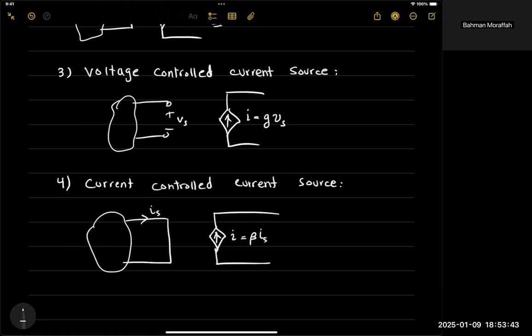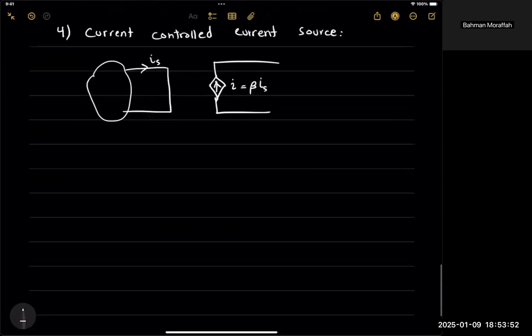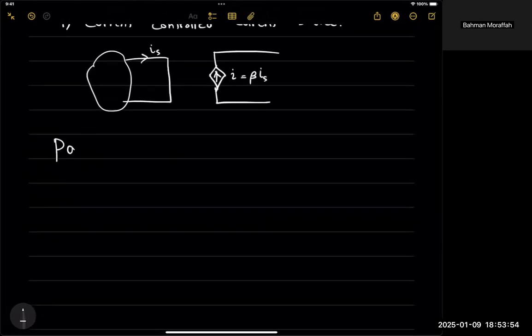Now we have dependent sources and independent sources. Let's quickly talk about one of the most important passive elements that we're dealing with in this course a lot. So passive elements. The very first passive element that we're going to deal with is a resistance. We're going to talk about capacitors and inductors later in this course, but for now, let's only focus on resistors.